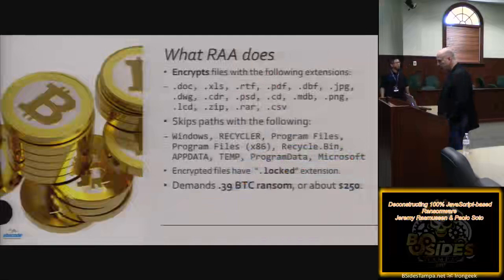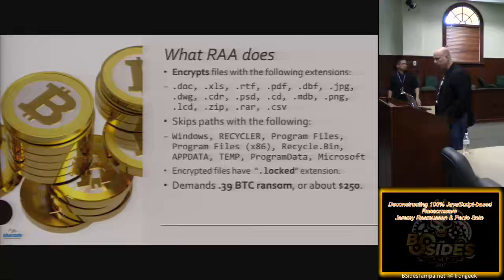Here's what it does. It goes and starts looking for files with .doc, .xls, .rtf, and it encrypts all those. It will skip the Windows path, recycle bin, program files, and all that. Why does it skip those? Yeah, they don't want to render the system inoperable, so you can still get online and go give them your Bitcoin. So it's just looking at your files and your documents folder for the most part. It asks for 0.39 Bitcoin, which is about $250.